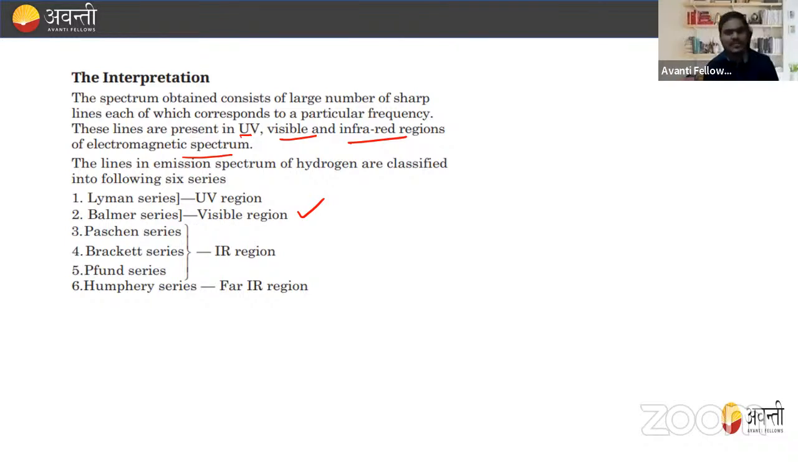So in the first, that is the Lyman series, we get the UV region. In the second, that is the Balmer series, we get the visible region where we can see all these lines. And from the rest of all these, we have the IR region. So just remember this, right?